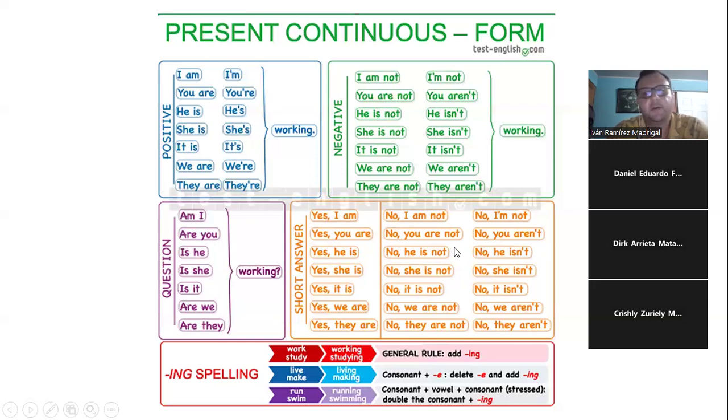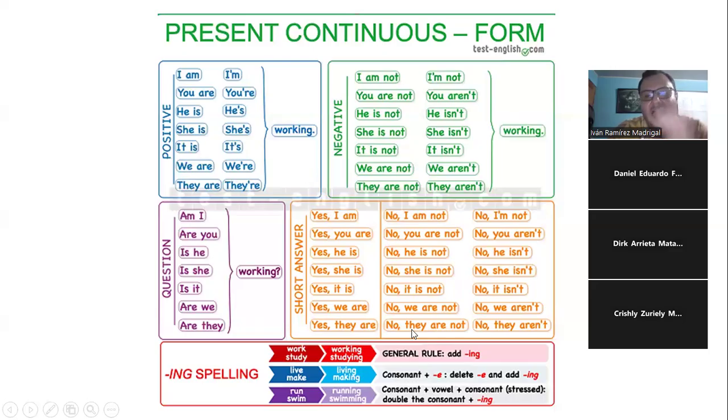No, you're not. And for information questions, that's as easy as placing the question word why, where, when, who before the subject pronoun. Who is explaining? It's the tutor. The tutor is explaining, right? Now, we also have spelling rules with the ing, but this is pretty much about adding ing.